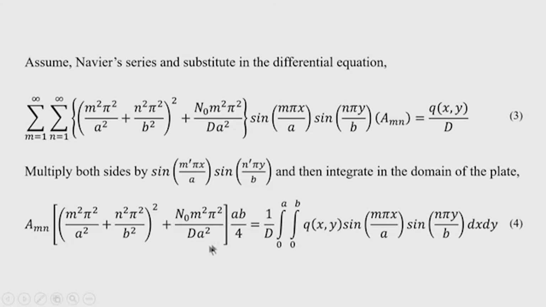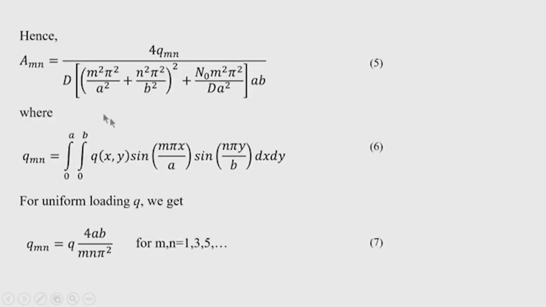So, integration is done in the domain of the plate, and due to orthogonality condition, the integration of sin square m pi x by a dx will be a by 2 and another integration from 0 to b of sin square n pi y by b will be b by 2. So, this term is this. Therefore, we arrive at the value of a_mn as this, and hence q_mn can be written as this expression, the integral of q(x,y) sin m pi x by a sin n pi y by b dx dy. For uniform loading, q has been obtained in earlier cases also.